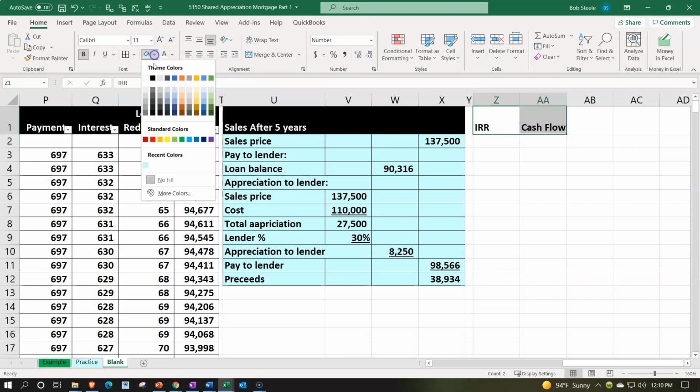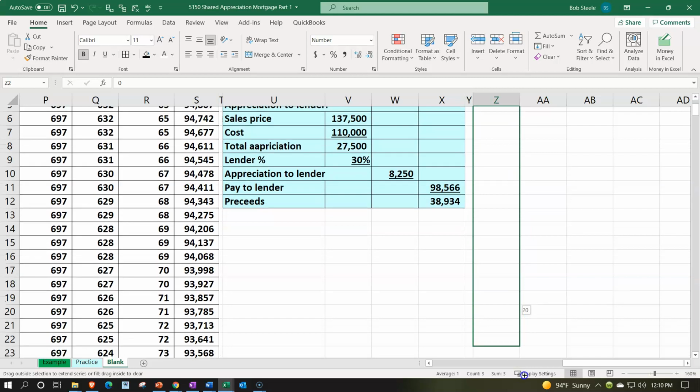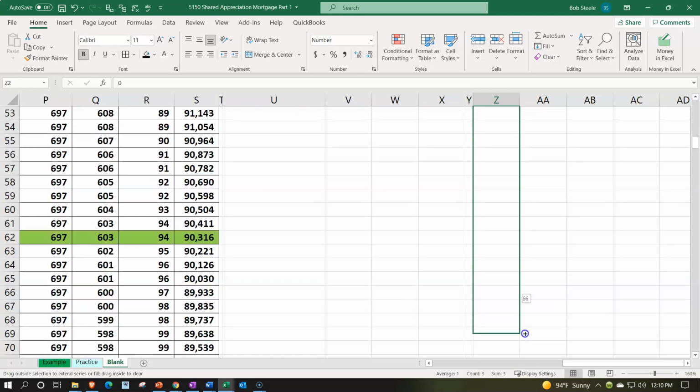So we're going to go to the bucket, black and white, center it. We're going to say 0, 1, 2. We'll just bring it down to 5 years, 60 payments. 5 years means 60 time frames. Right there, we're going to center that.